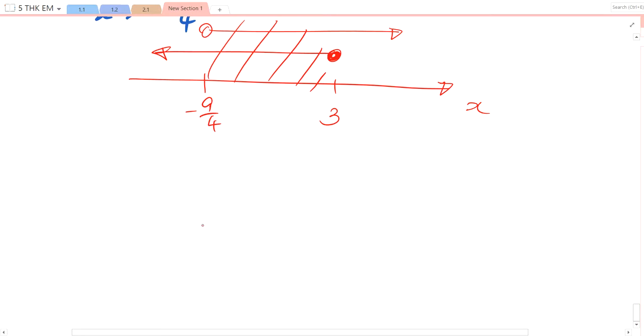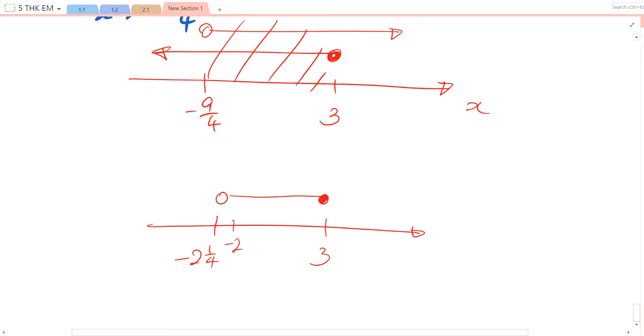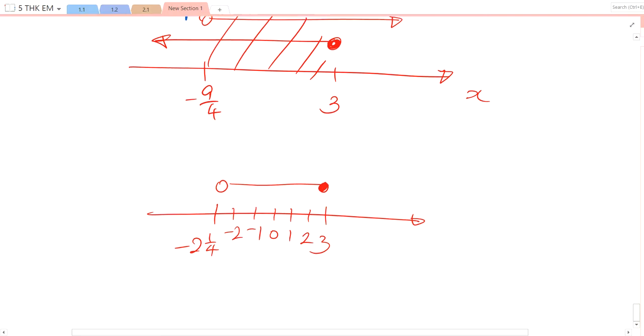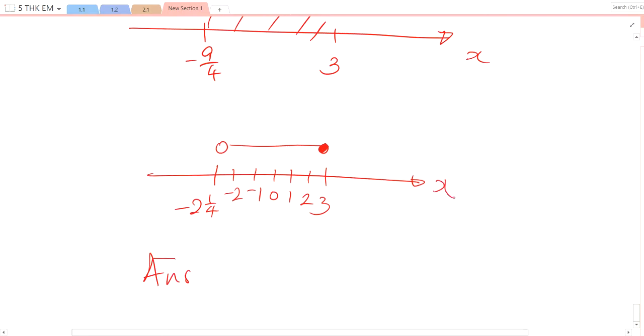If I convert this into a number line, this is what it must look like. Hollow, solid. Integers in between, okay? It is more useful to write negative 9 over 4 as negative 2 and 1/4 for us to visualize. Negative 2 and 1/4. So what are the integers in between? I've got negative 2, negative 1, 0, 1, 2. Do I include 3? Yes, I do. So the answer will therefore be negative 2, negative 1, 0, 1, 2, and 3.